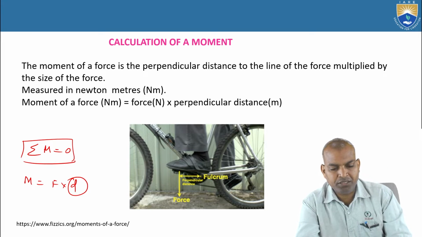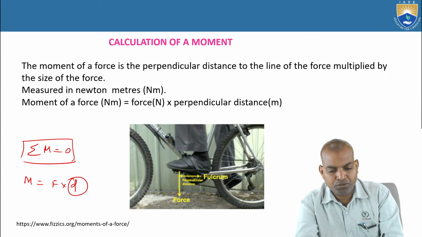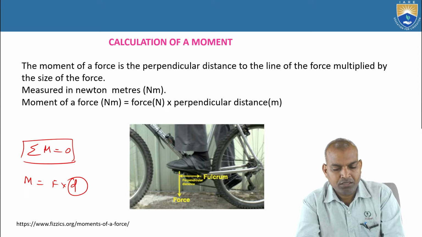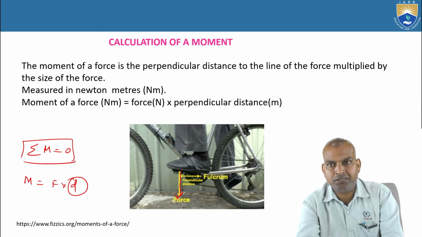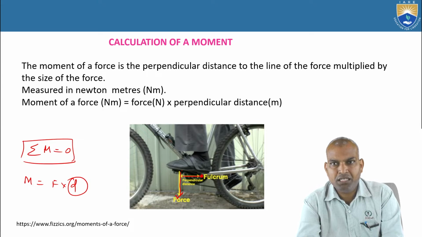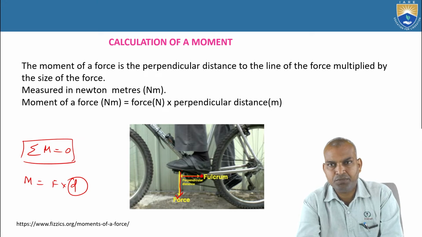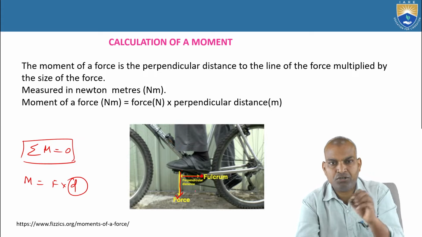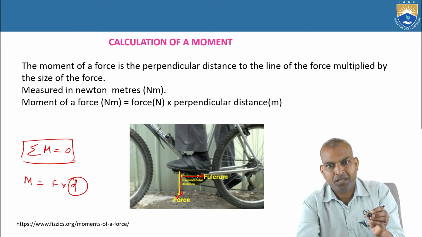If we consider the figure here, this is the force. In this figure, the force is acting in the downward direction when you are pedaling the wheel of a cycle, with the force and the distance to the pivot point. This force times the perpendicular distance causes a moment. This moment causes the rotary motion of the pedal.